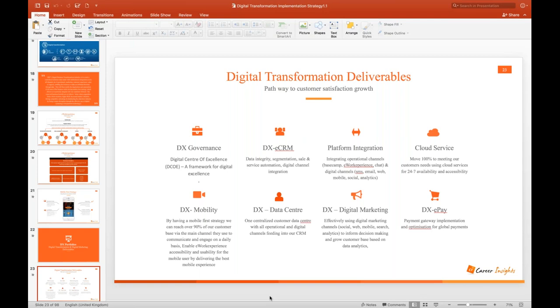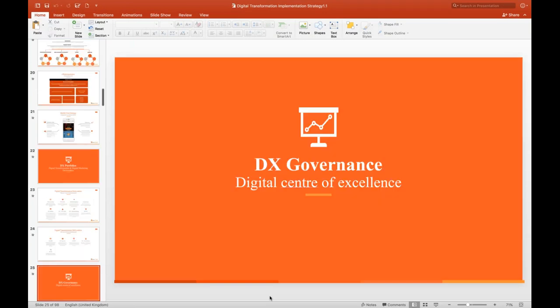Then we need to make sure that we were 100% cloud, not storing anything anywhere. Then mobility, having a mobile-first strategy. Then making sure that data is at the forefront of everything we do, making sure that all of our digital channels are plugged in and optimized into our CRM, and then making sure that we had a payment gateway where people can pay anywhere in the world.